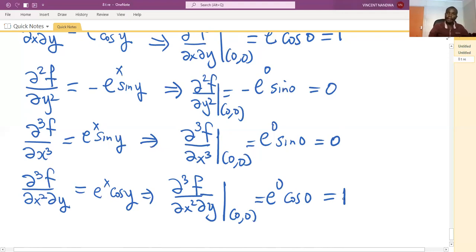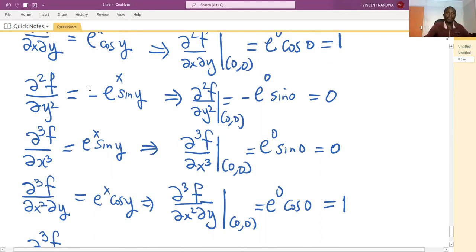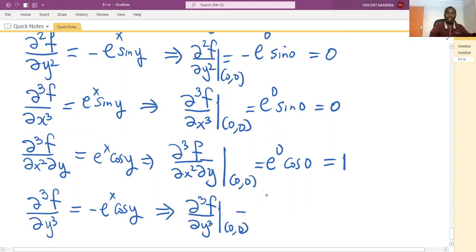And then next one, partial cubed f partial y cubed will be, now this one you differentiate with respect to y, so you get negative e raised to power x cos of y, which tells us that partial cubed f partial y cubed at 0, 0 is given by negative e raised to power 0 cos of 0, which is negative 1.